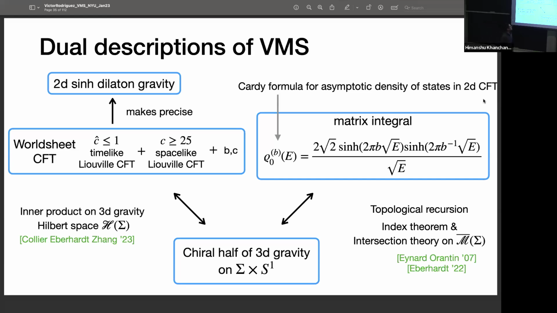Okay, so this is what we described so far. This is worldsheet CFTs, perhaps familiar to most of us. And if you like to think about it as incidental to gravity, it's a stringy realization of that. Now we'll discuss how to get to the matrix integral. And for that, we'll take a short detour to 3D gravity. Okay, which is based on some recent work by Collier, Eberhardt, and Zhang last year, in which they were studying partition functions of 3D gravity.